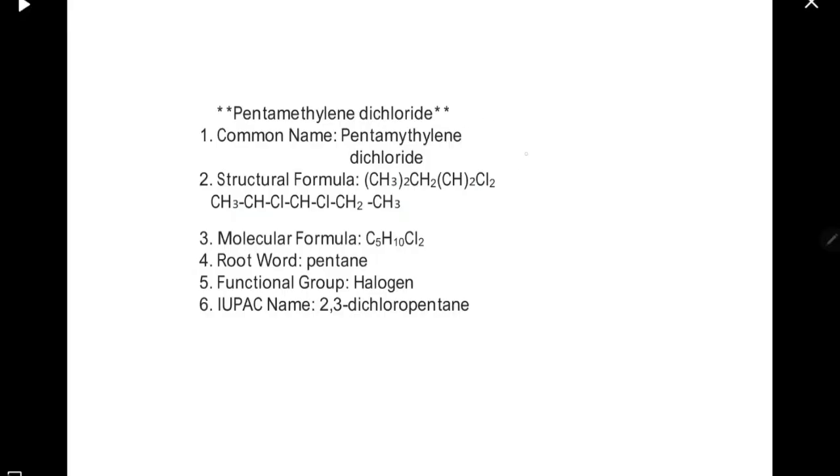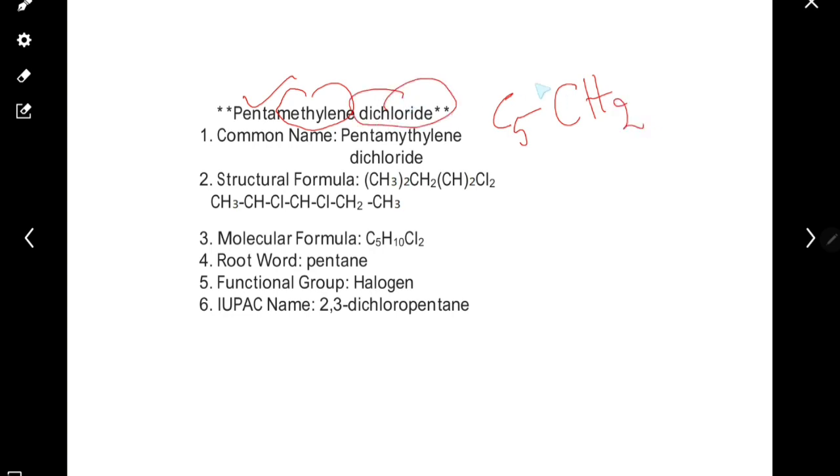Let's decipher the rules of IUPAC while naming an organic compound. So here you see the common name is pentamethylene dichloride. What does this penta tell you? Penta tells you that there are 5 carbon atoms. Methylene is nothing but CH2, and dichloride means there are 2 chlorine atoms attached to it. That's the common name given, pentamethylene dichloride.